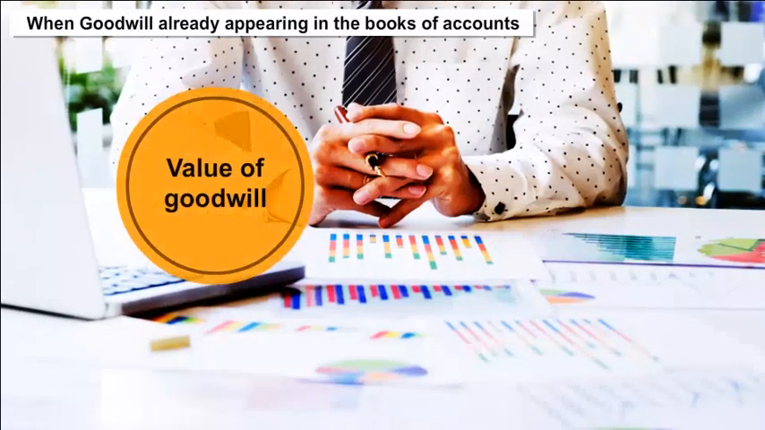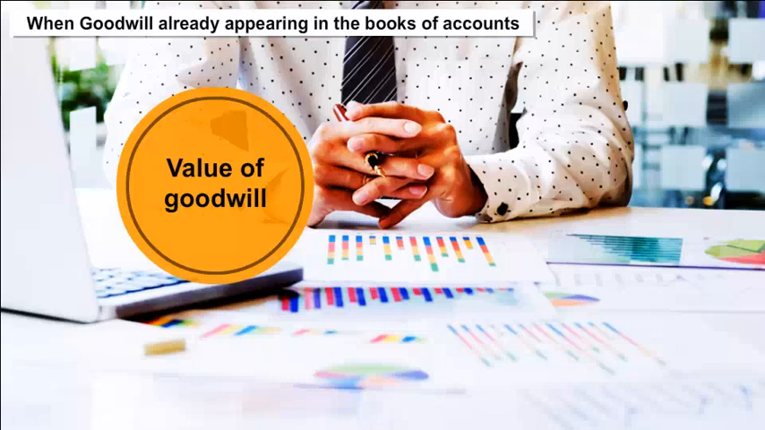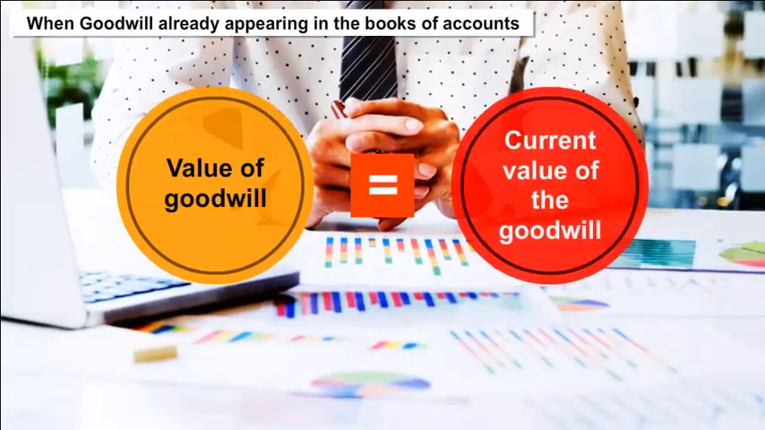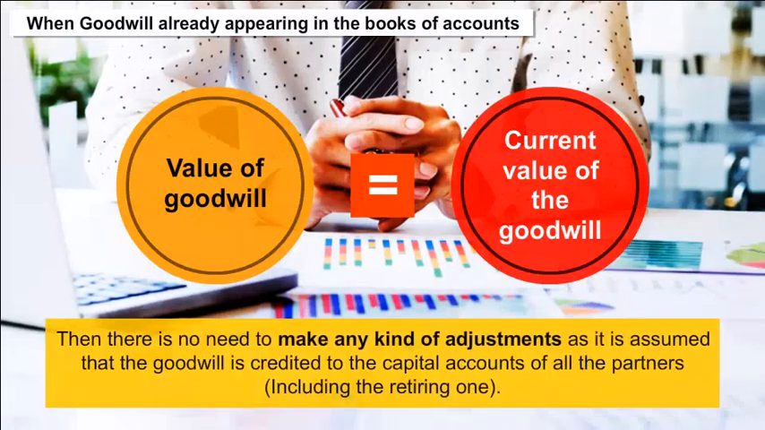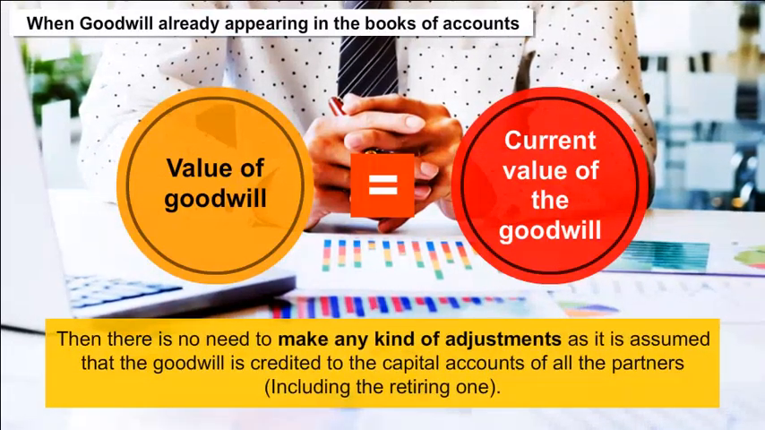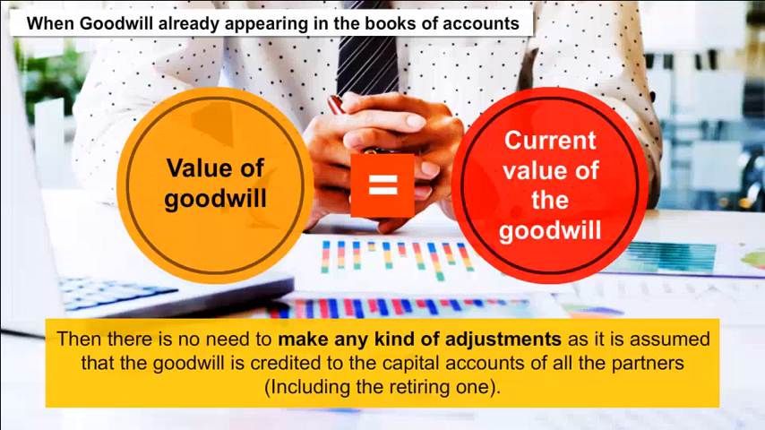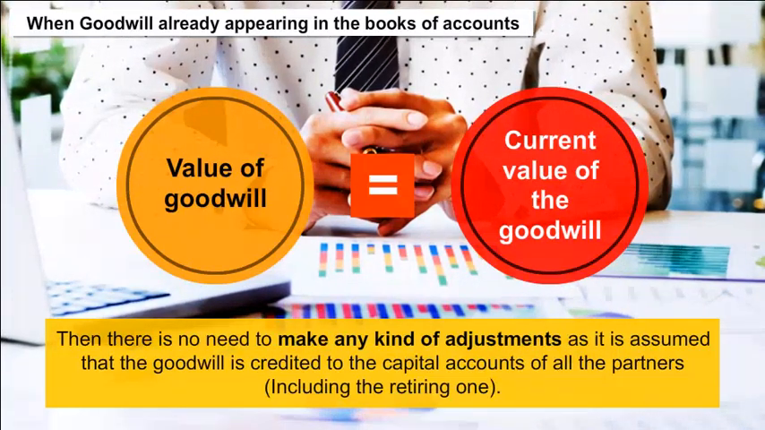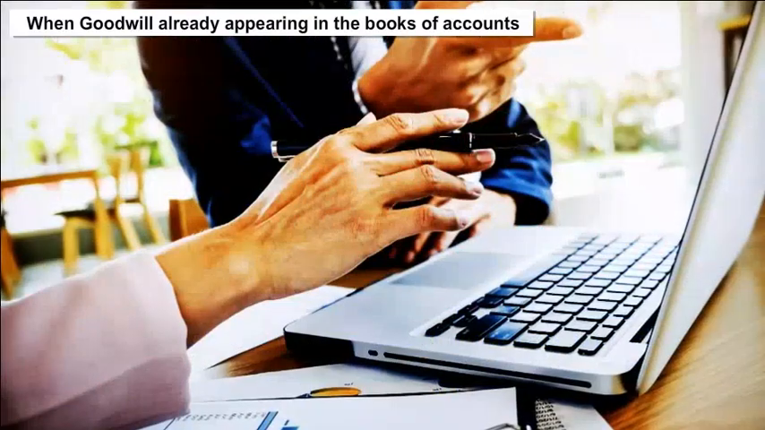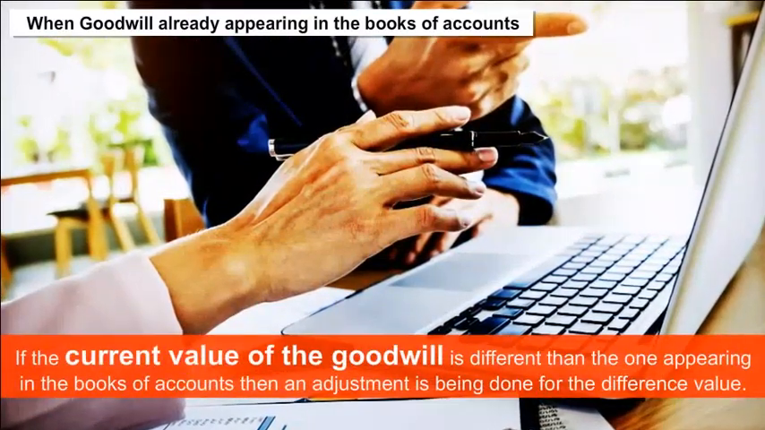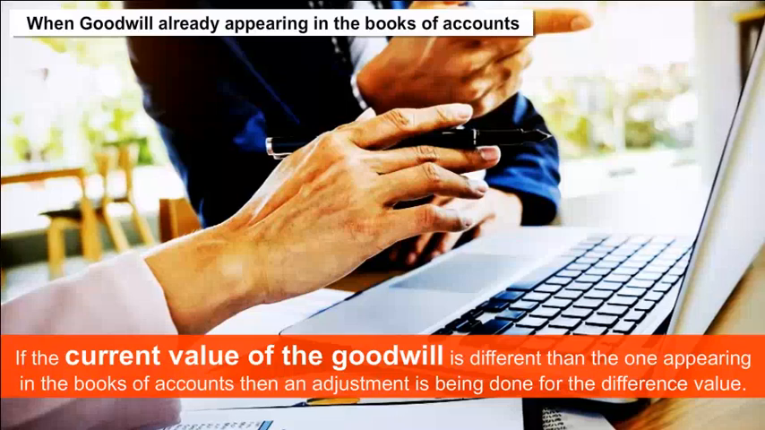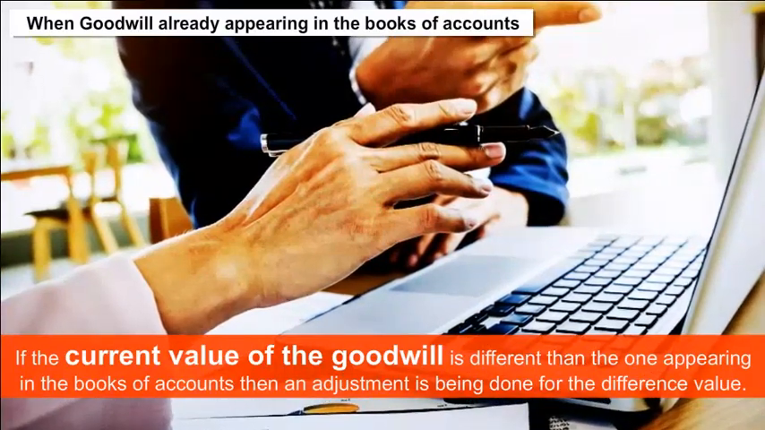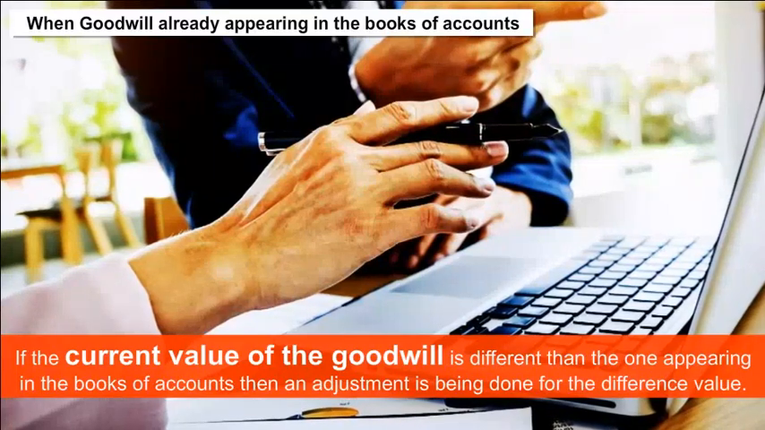In case the value of goodwill already appears in the books of accounts and is equal to the current value of the goodwill, then there is no need to make any kind of adjustment, as it is assumed that the goodwill is credited to the capital accounts of all the partners. But if the current value of the goodwill is different from the one appearing in the books of accounts, then an adjustment is done for the difference value.